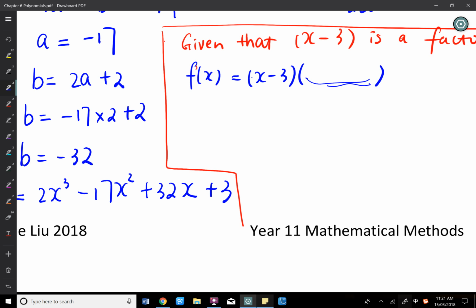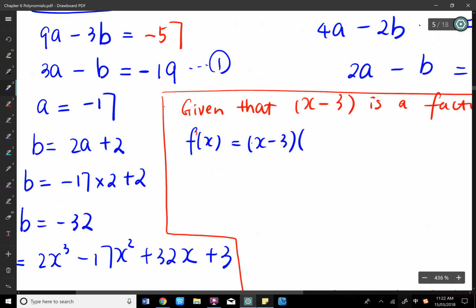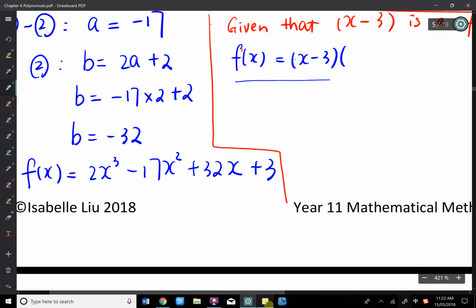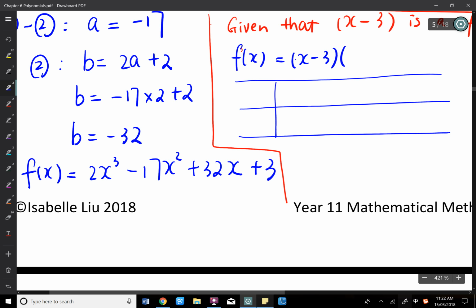What can we do to find this quadratic? You can use the table method. So we put the coefficients of f in the table. The coefficients of f are 2, negative 17, 32, and 3. And what value should we put here? 3. Okay, we should put a 3 here.